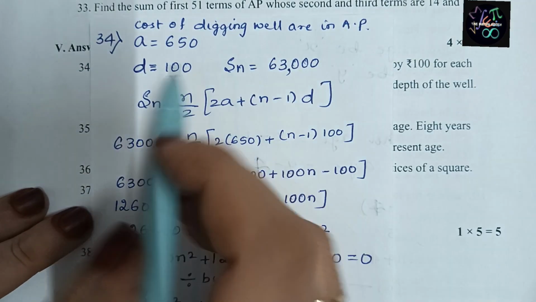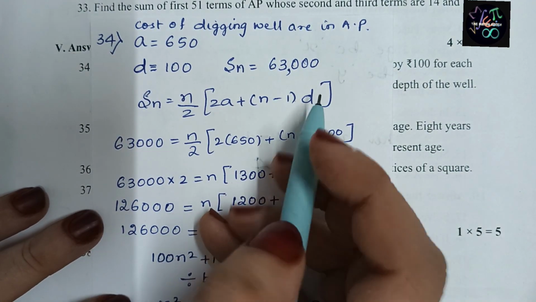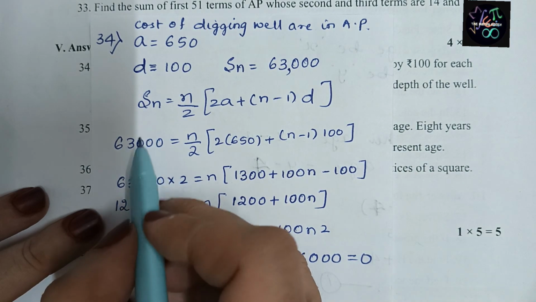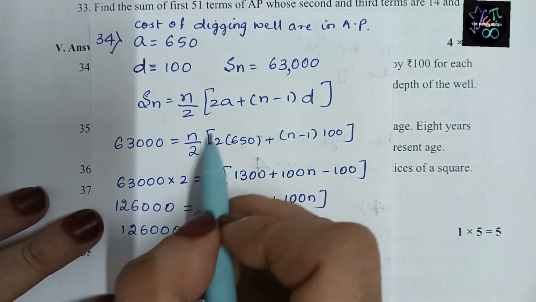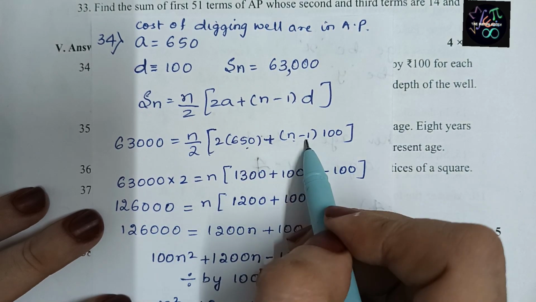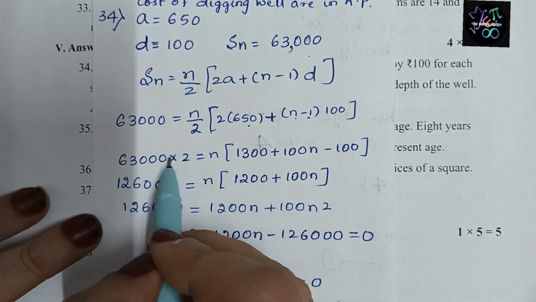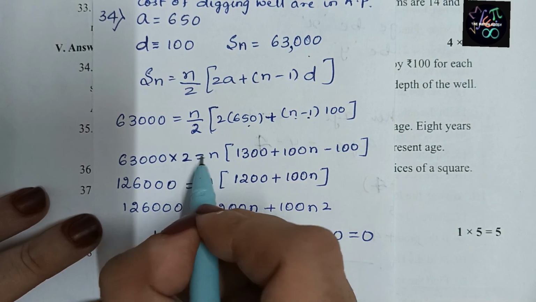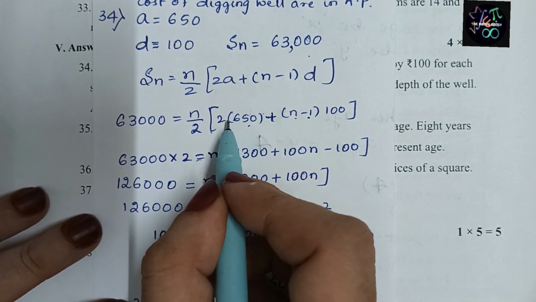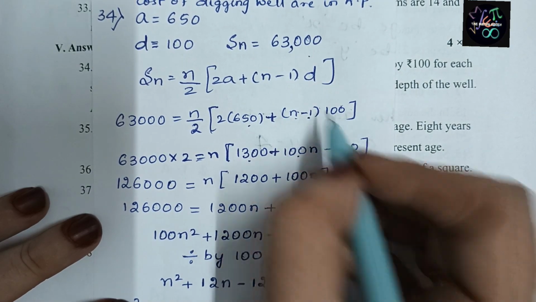Let us see. Sn equals n by 2 times 2a plus (n minus 1) d. Sn, the total sum they have given, is 63,000. n by 2 as it is, 2 as it is, a value is 650, plus (n minus 1), we don't know n, d is 100. So divide becomes multiply. I have got n times (2 times 650 is 1300 plus 100 n minus 100).